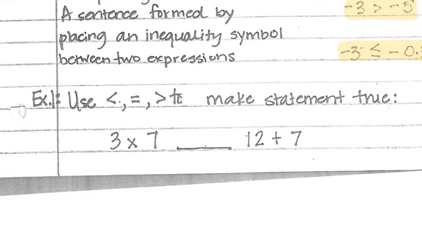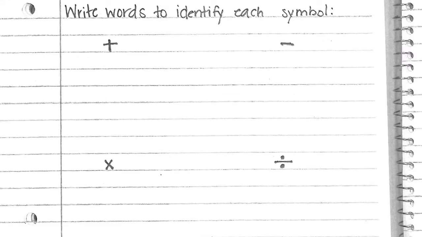I know that 3 times 7 is 21, and 12 plus 7 is 19, and I know 21 is greater than 19. So typically in class, I have students identify words with each of these symbols. I do see words like add, subtract, multiply, and divide.